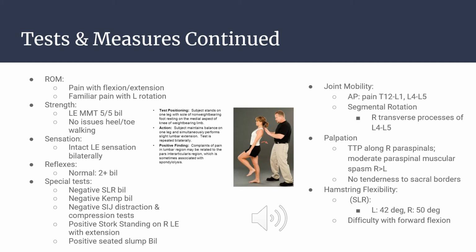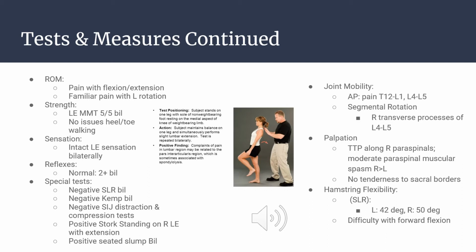If you look at the next column, we look at joint mobility. In terms of the AP glides, we had some pain with levels T12 and L1, and also L4, L5 regions. And when we look at segmental rotation, he had some pain at L4, L5 on the right transverse process. Then, if we look at palpation, we had some tenderness to palpation along his right paraspinals, more than the left, primarily just the right, and moderate paraspinal muscular spasm on that right side primarily. He had no tenderness to his sacral borders.